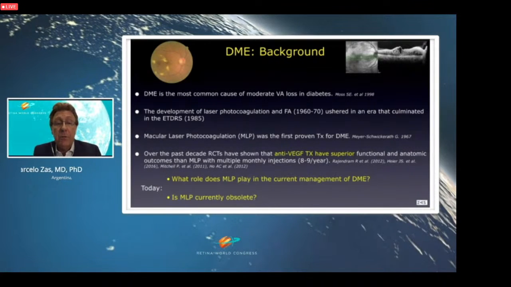So we have our two questions. What role does MLP play in the current management of diabetic macular edema? And is macular laser photocoagulation currently obsolete?